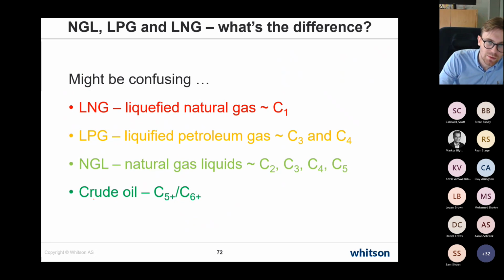But related to compositions, for some of you NGL, LPG, and LNG can be a little bit confusing sometimes. What is actually the difference? Well, liquefied natural gas is primarily C1, LPG is primarily C3 and C4. NGL is natural gas liquid, so that's typically C2, C3, C4, and C5. And then crude oil will typically be everything that's heavier than either C5 plus or C6 plus, roughly speaking.